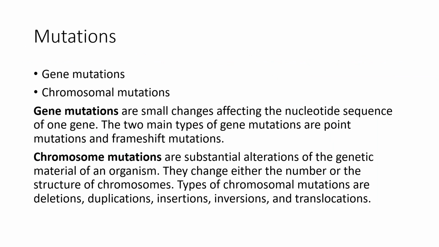Mutation: there are two types of mutation. Mutation is the change in the genetic makeup, or variation in the change that occurred in the genes or in the whole genome. So we have two types of mutation: gene mutation and chromosomal mutation. Gene mutations are the small changes affecting the nucleotide sequence of one gene.